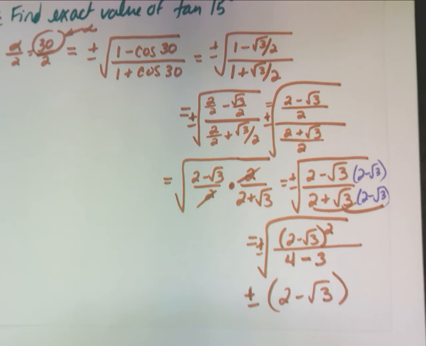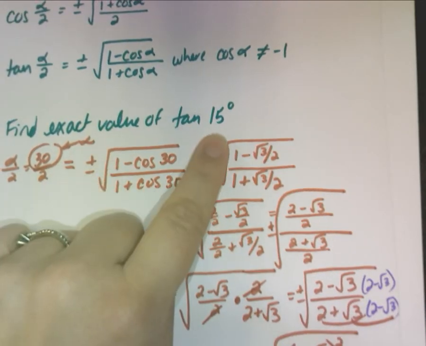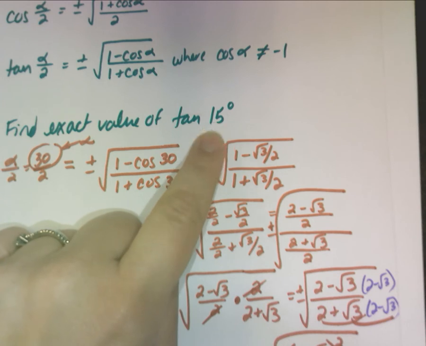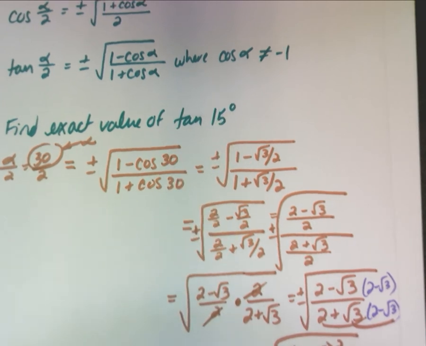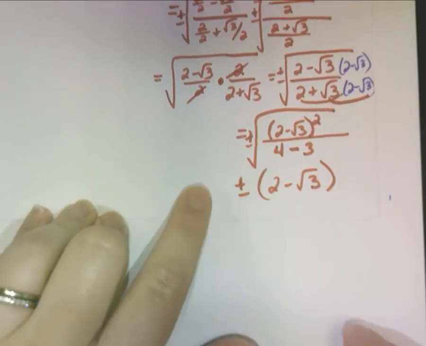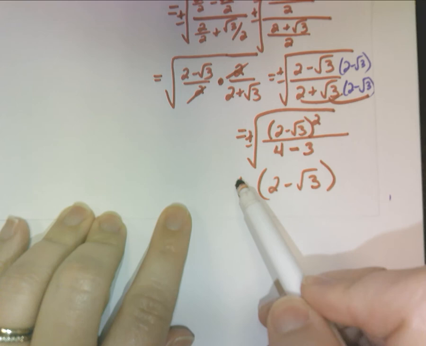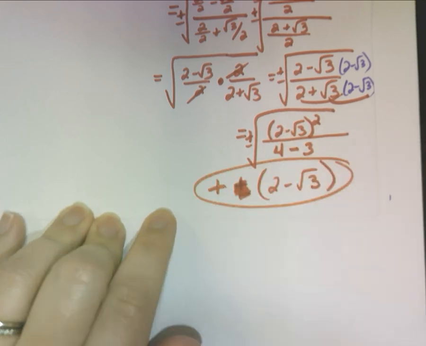Where is tan of 15 located? Quadrant 1, quadrant 2, quadrant 3? It's in quadrant 1, right? Is tangent positive in quadrant 1? Yeah, everything's positive in quadrant 1. So see this little plus or minus in there? It's really just plus. That's how you figure out that last step.